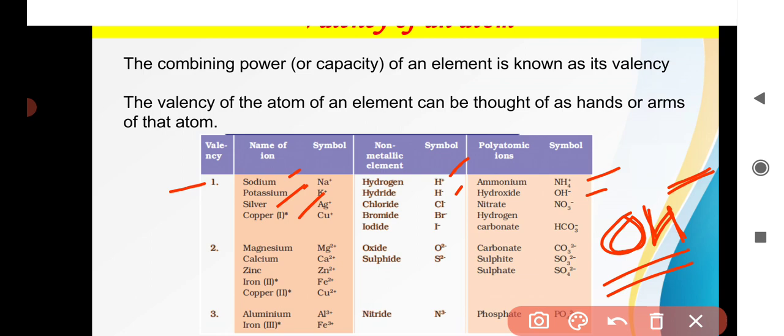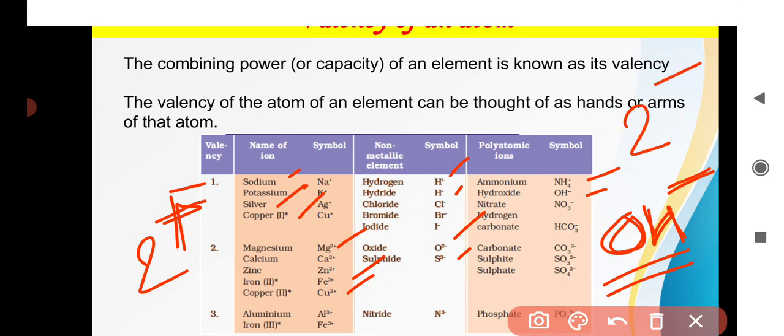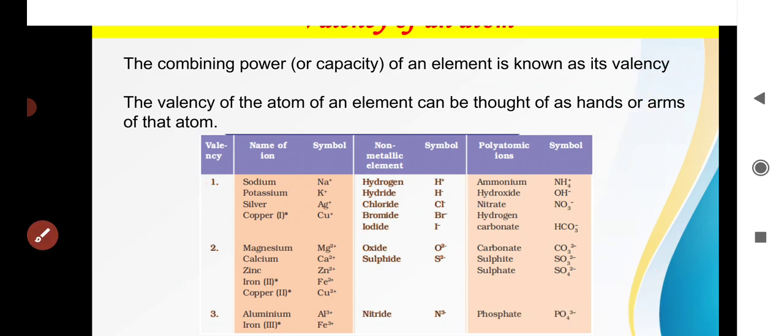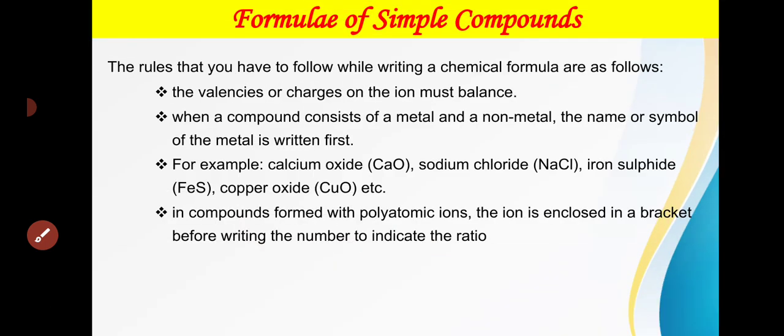Moving ahead, magnesium has valency 2 because it has a positive charge of 2. Similarly, Fe dipositive and copper dipositive also have 2 positive charges on them. That's why they are called diatom, and their valency is 2. In the same way, oxide and sulfide have a valency of 2 because they have 2 negative charges present on them. Okay, so let's move ahead.